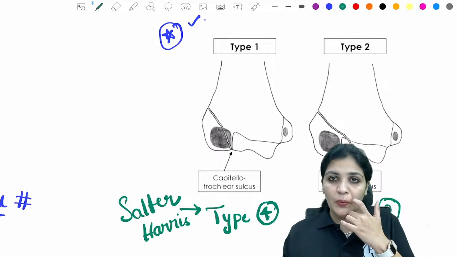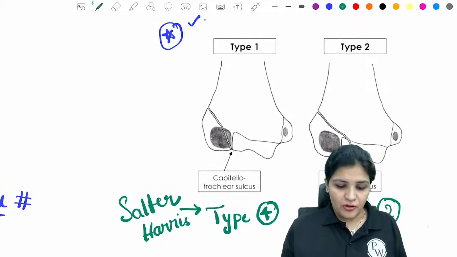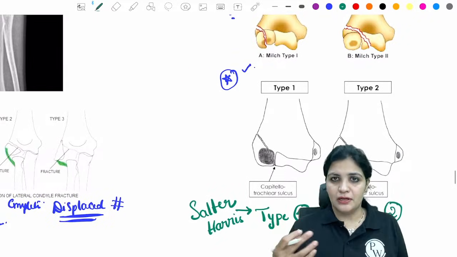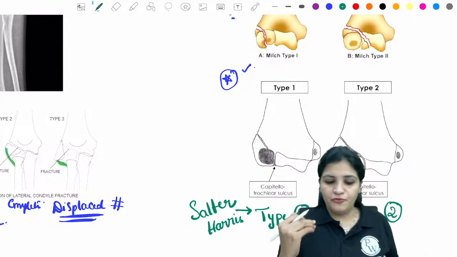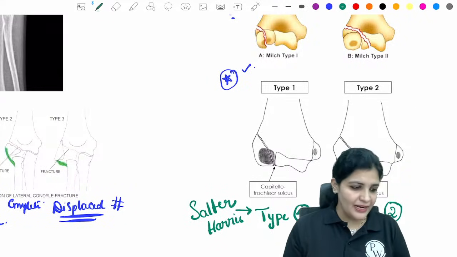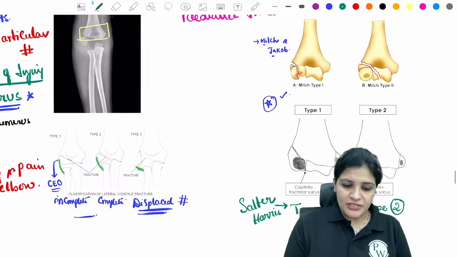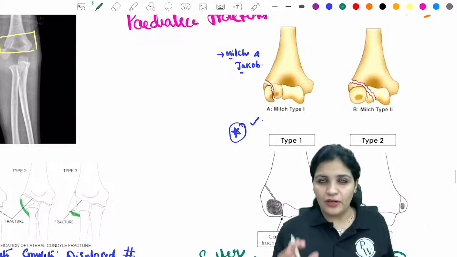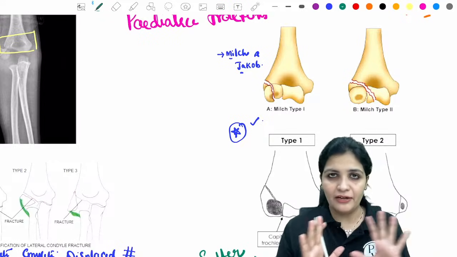That is why I'm teaching you briefly about the growth plate, because this is sometimes asked in the MCQs. What is type 4 of Salter-Harris, and what is Milch type 2, right? So they will ask you this question. So please remember these two diagrams. If you write these two in the exam, you will get full marks, right?